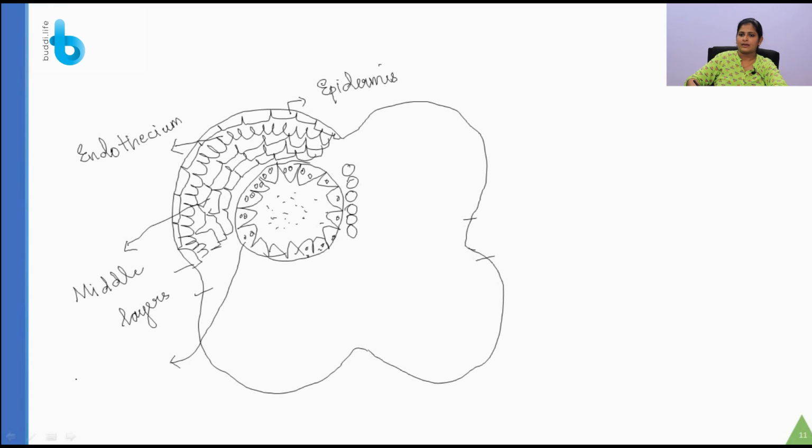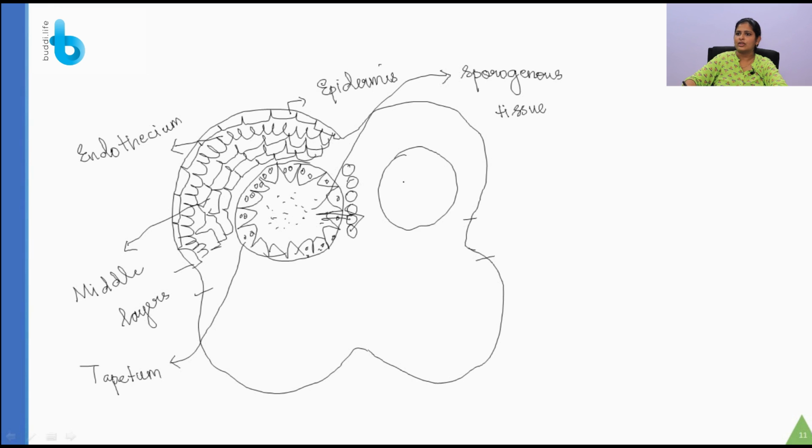Tapetum is always multinucleated. They have dense cytoplasm and a large number of nuclei. Why do they have a large number of nuclei? Because they undergo endomitosis, and these are called sporogenous tissue when the anther is young. Once the anther starts to mature, they are called pollen mother cells. These cells are capable of giving rise to pollen grains. Once they are matured, they are called pollen mother cells.